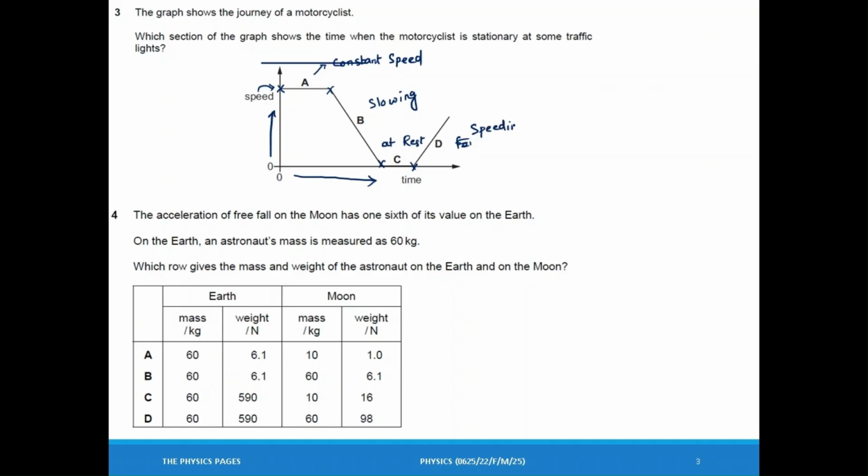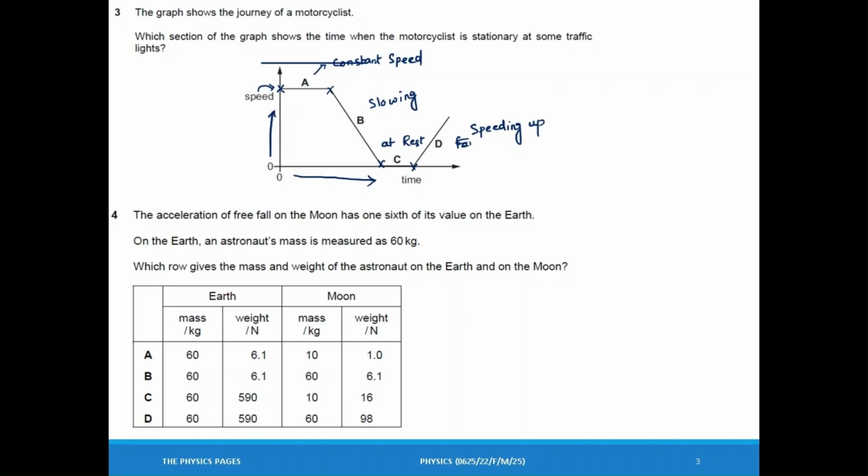So here in this question, we are going to find which portion is showing that it is stationary at some traffic lights.